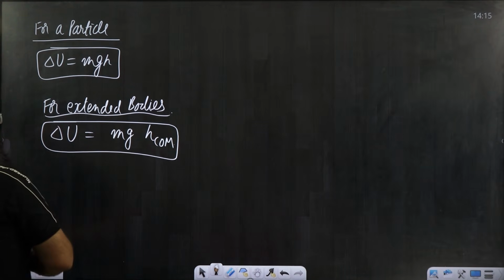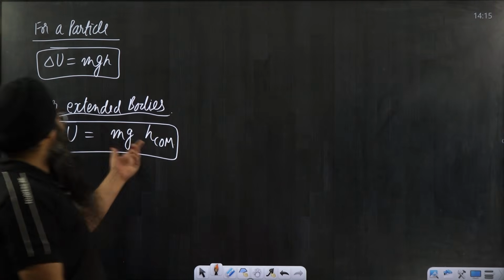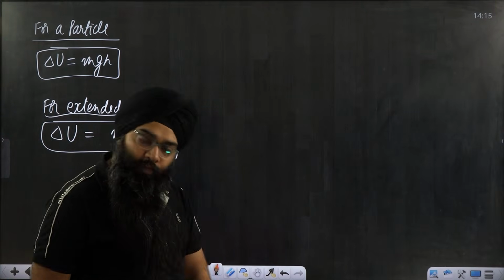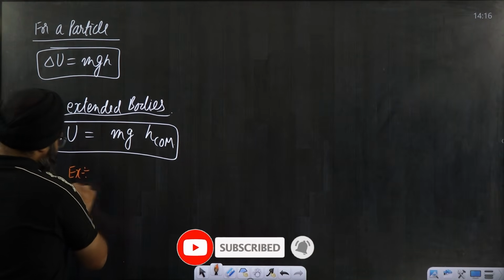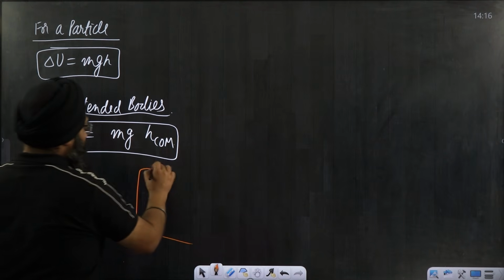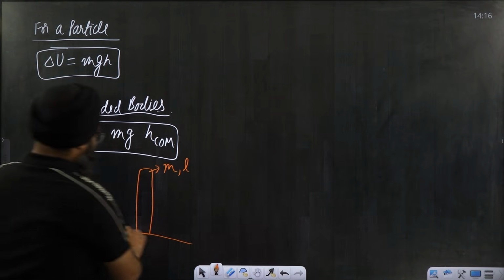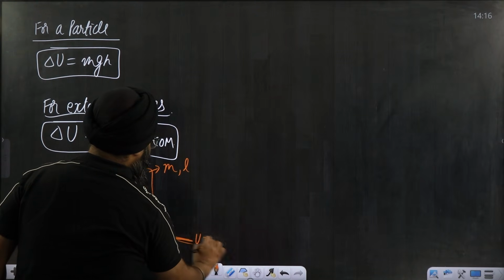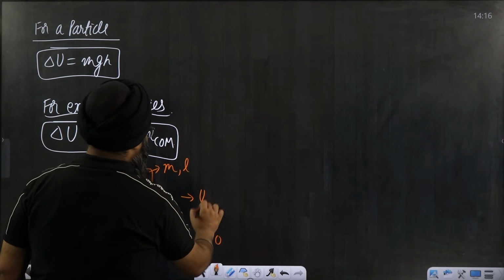For these extended bodies, always remember the change in gravitational potential energy will be given by mg multiplied by the height of the center of mass. For example, suppose there is a rod of mass m and length L, and I want to know the potential energy of this rod. Let us suppose the potential energy at the bottom is taken to be 0. So what will be the potential energy of this rod?